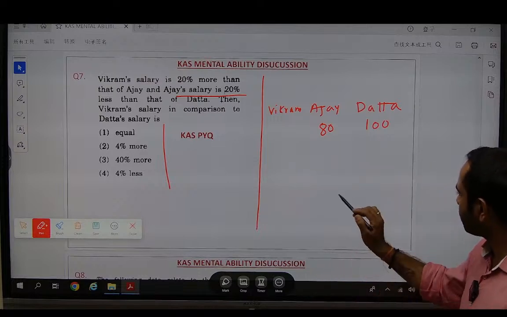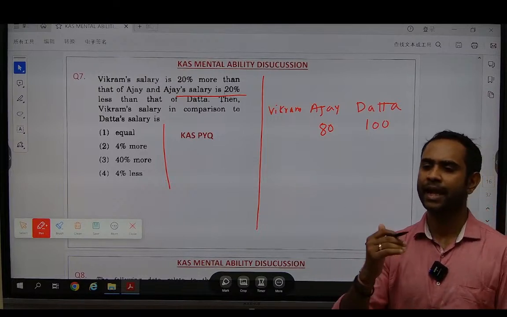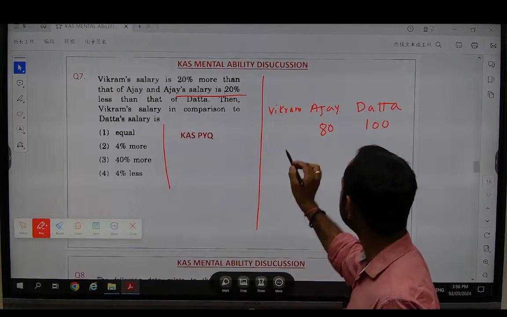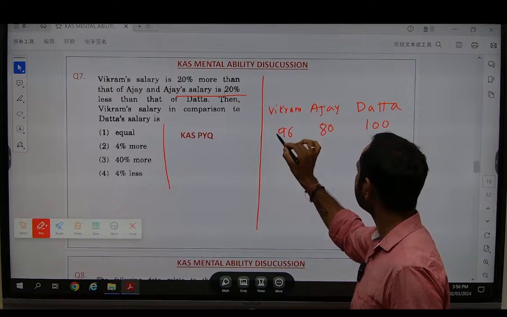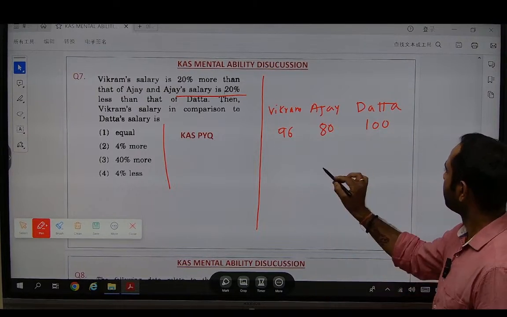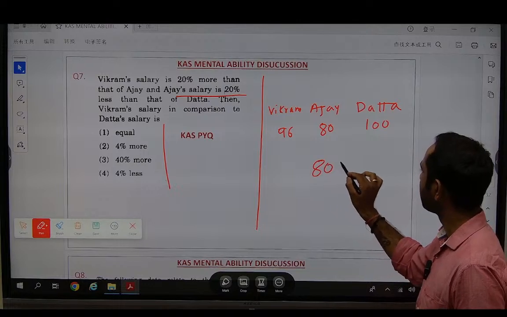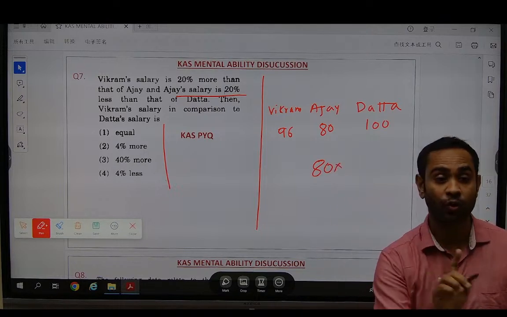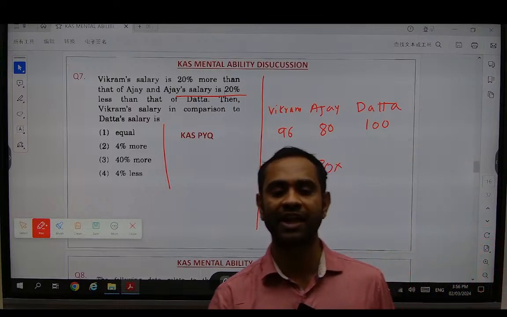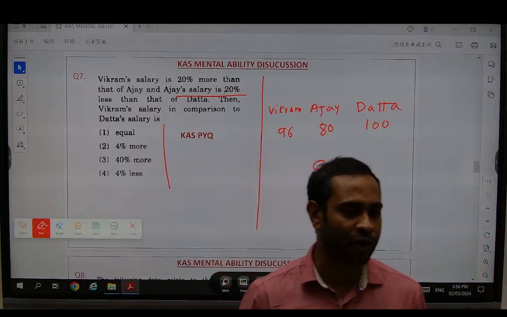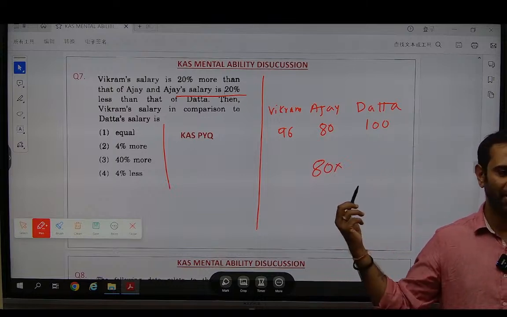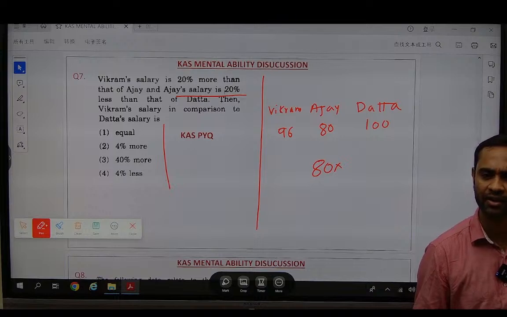Now, Vikram's salary is 20% more than that of Ajay. So I told you that time, see, if you are able to think in mind, 80, 20% will be what? 8 into 2, 16. You can directly write 96. But if you are not able to think, no problem. We all are human beings only, right? Okay. So Ajay's salary is 80. And Bikram is how much more? 20%. If 20% more, if 20% profit, if 20% increment, then what we have to do? Add it to 100 and divide by 100.